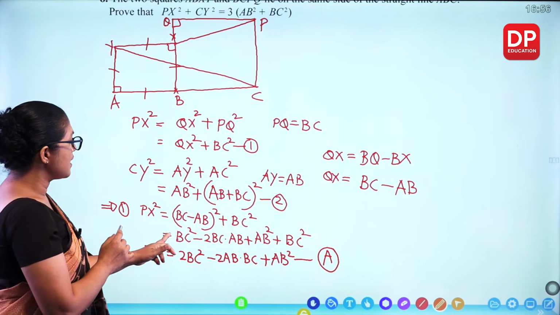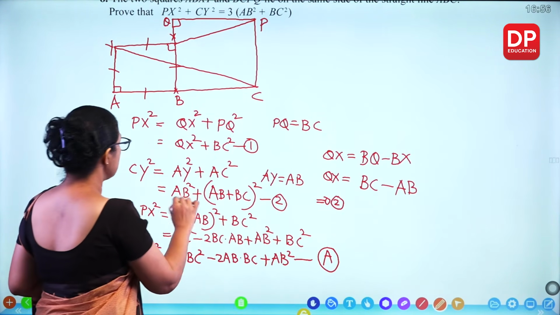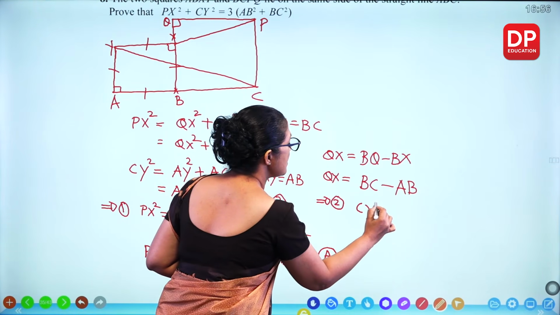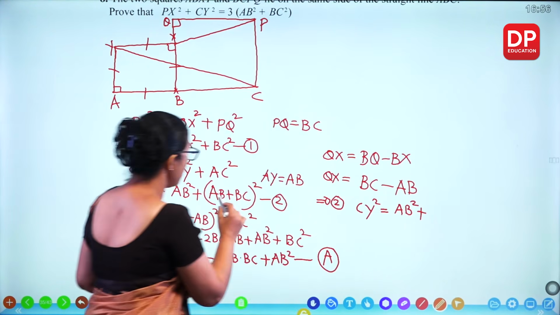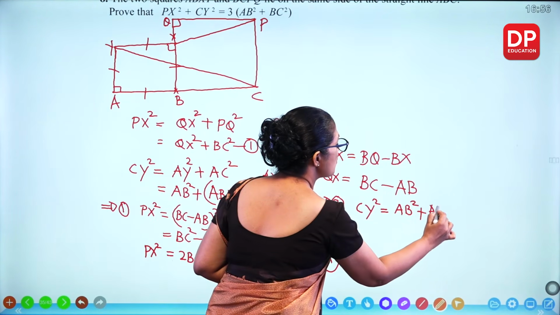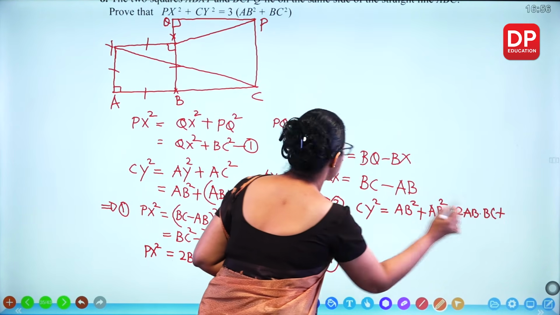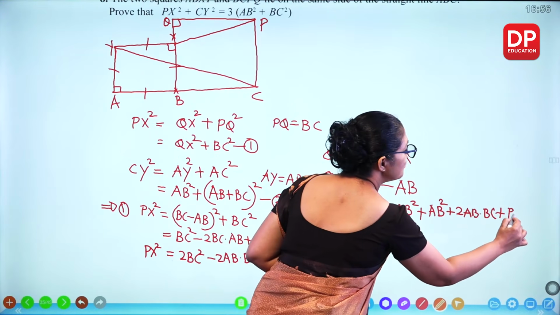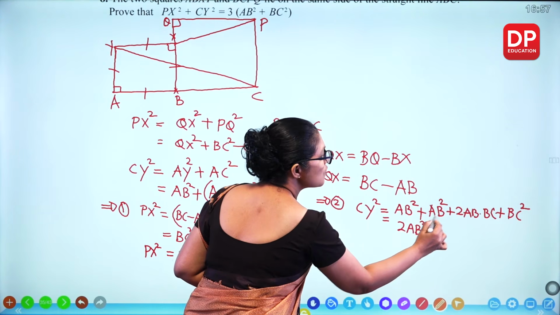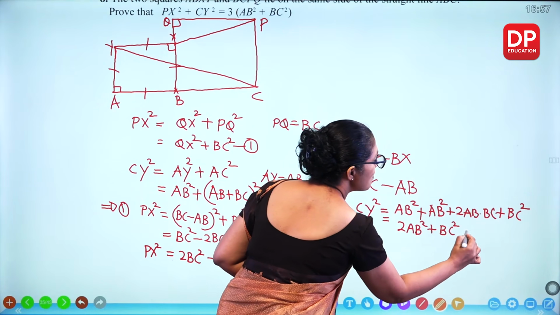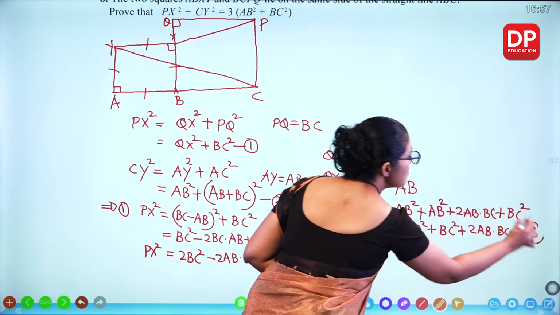Now take the second equation. Also I need to simplify. CY squared is equal to AB squared plus, expand brackets, AB squared plus 2AB BC plus BC squared. So when I simplify, I'm getting 2AB squared plus BC squared plus 2AB BC. This is B equation.